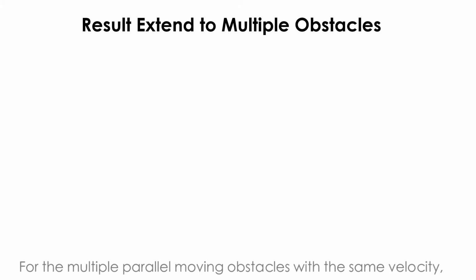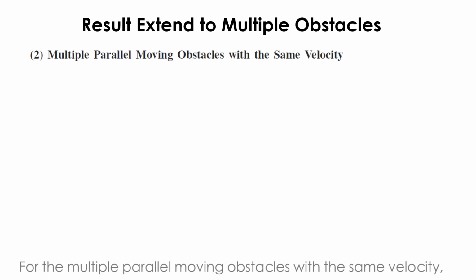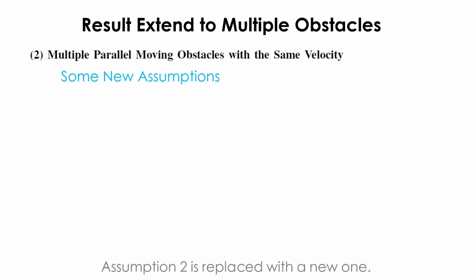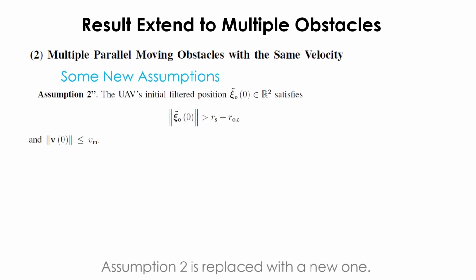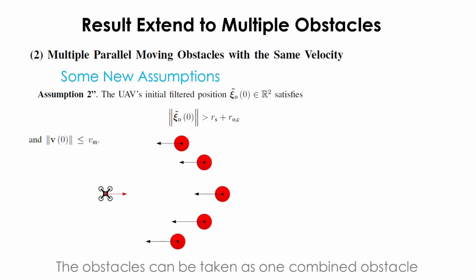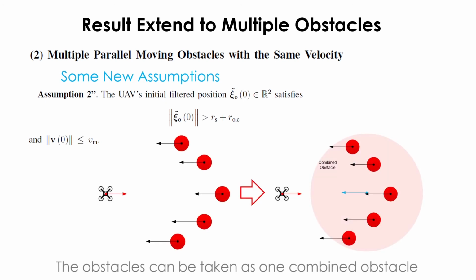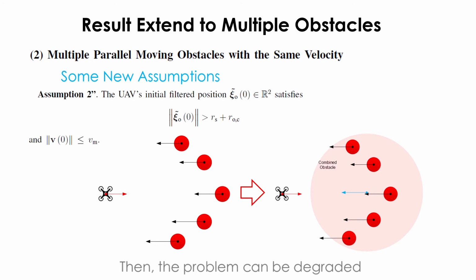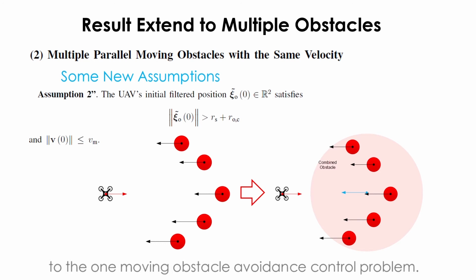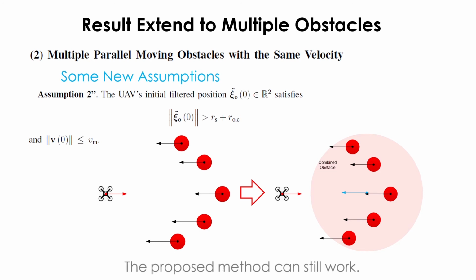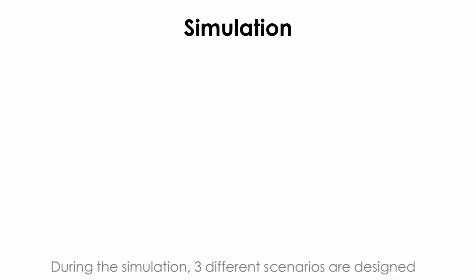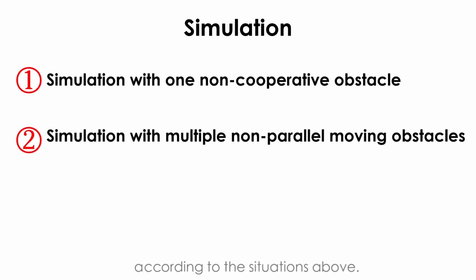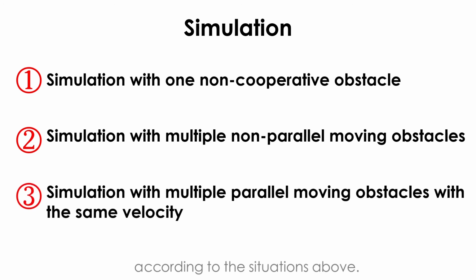For the multiple parallel moving obstacles with the same velocity, Assumption 2 is replaced with a new one. The obstacles can be taken as one combined obstacle with appropriate center position, velocity and radius. Then, the problem can be degraded to the one moving obstacle avoidance control problem. The proposed method can still work. During the simulation, 3 different scenarios are designed according to the situations above.